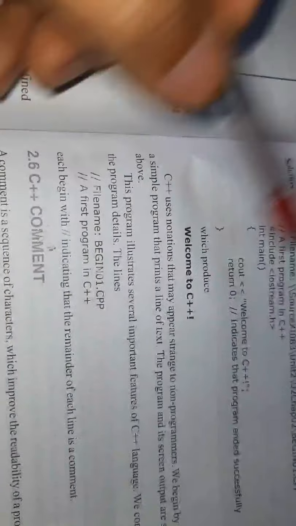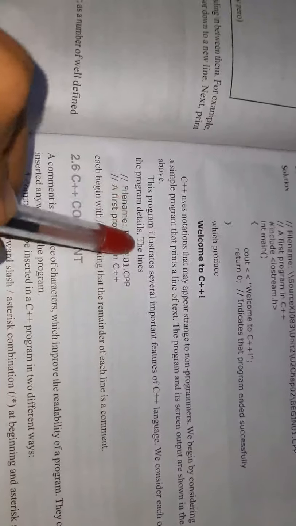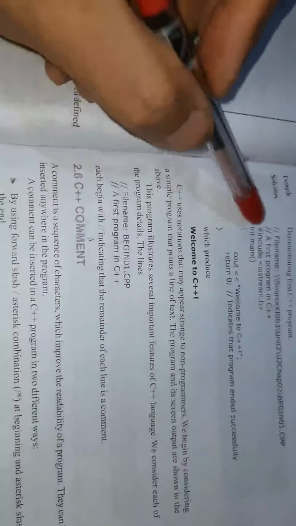This is a program, but when you save it, you will save it with a file name, say begin01.cpp. All C++ programs are saved with the file extension .cpp. This file name is user defined. You can also write firstprogram.cpp or test.cpp, but all C++ programs end with the .cpp extension. When you save it in the computer, this becomes a file name.